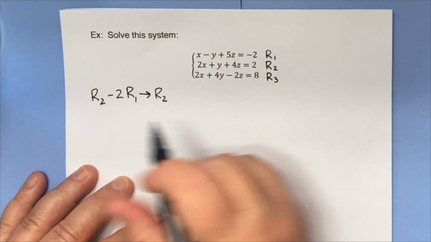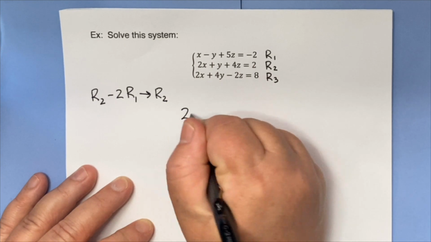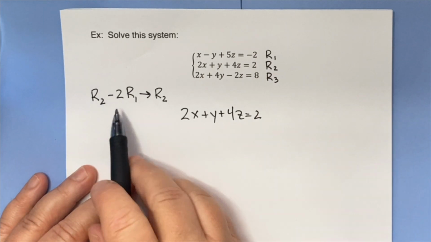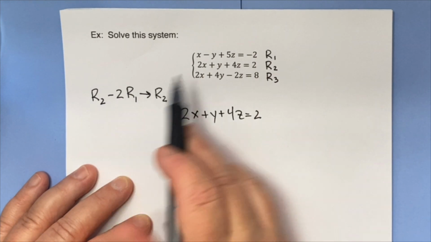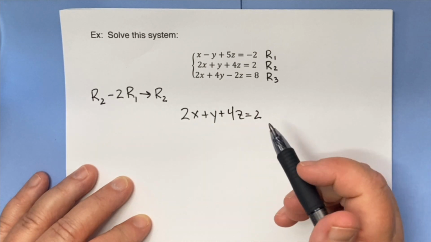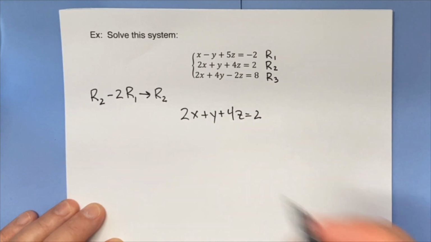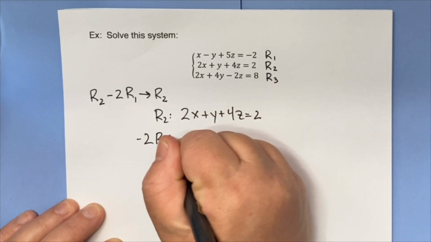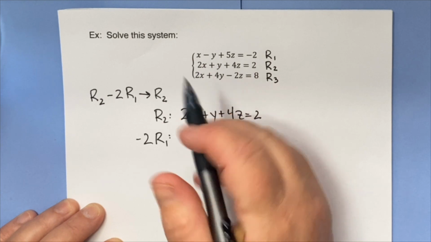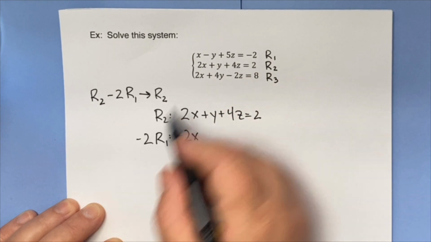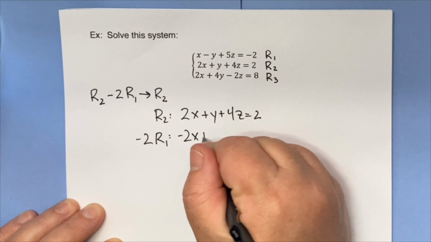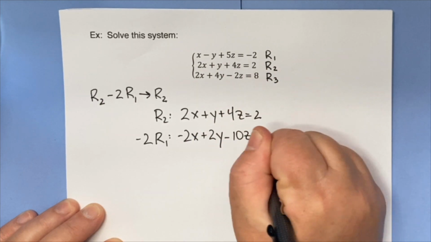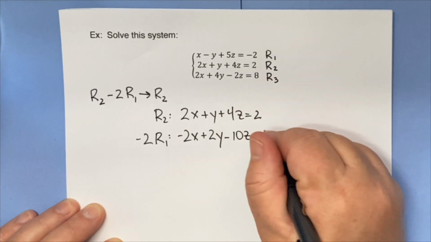So this is going to look like row 2, which is 2x plus y plus 4z equals 2. And then I'm going to multiply by negative 2. I'm going to take the first row and multiply by negative 2. So there's row 2. Here's negative 2 row 1: negative 2 times x is negative 2x. Negative 2 times the opposite of y is positive 2y. Negative 2 times 5z is minus 10z. And negative 2 times negative 2 is 4.